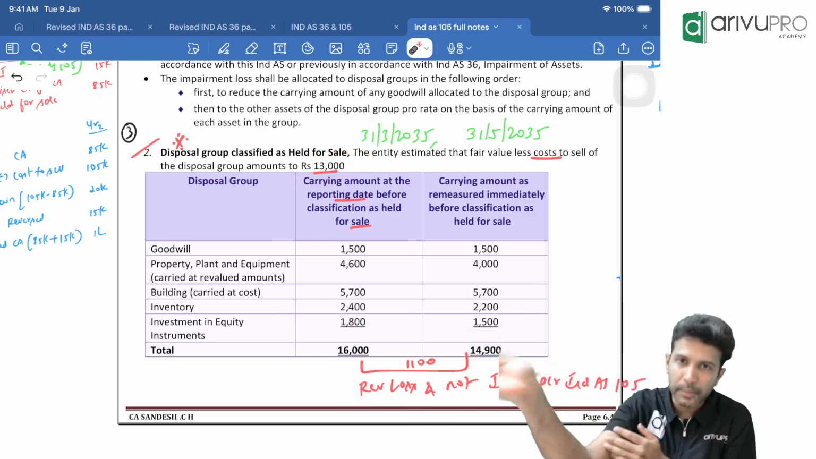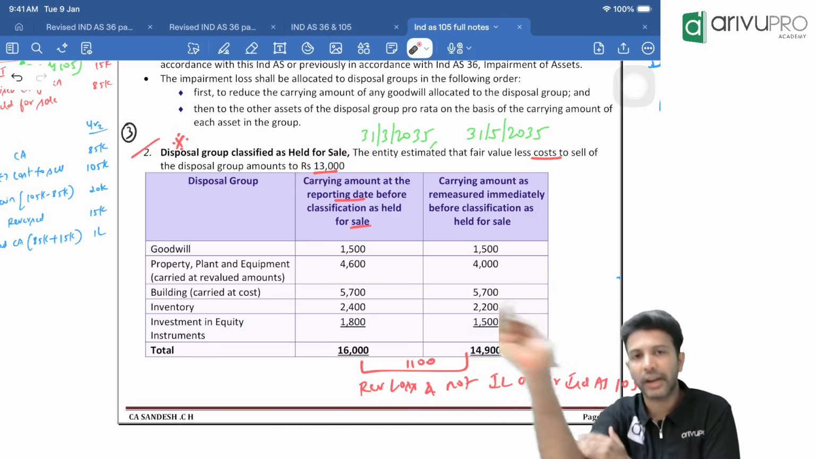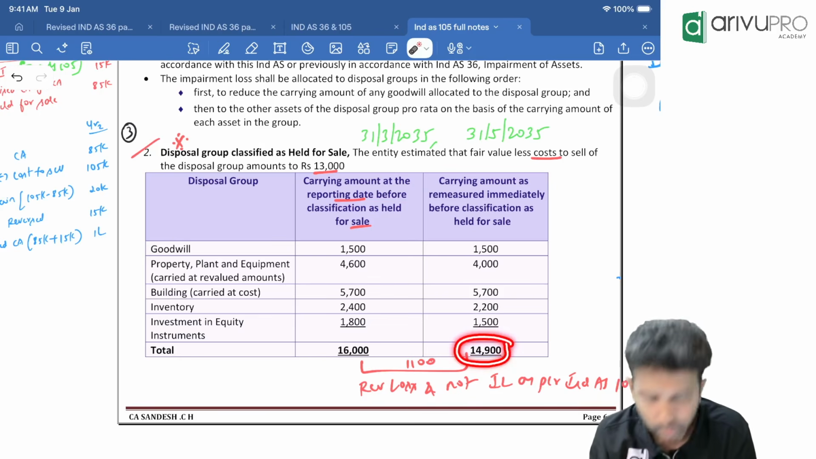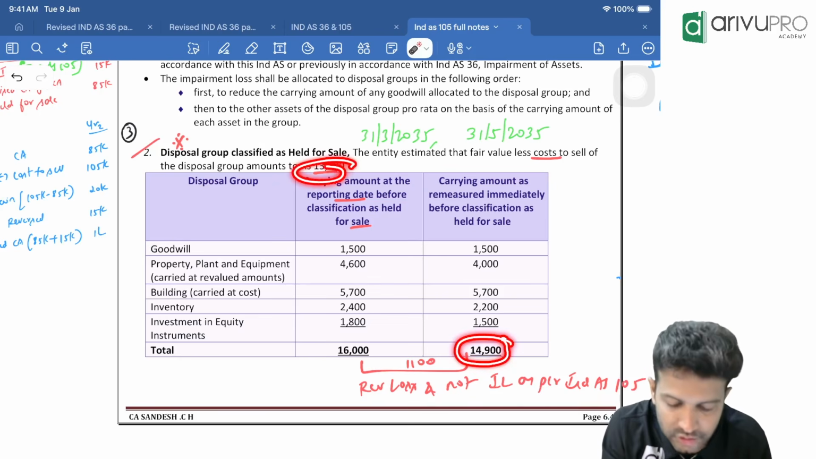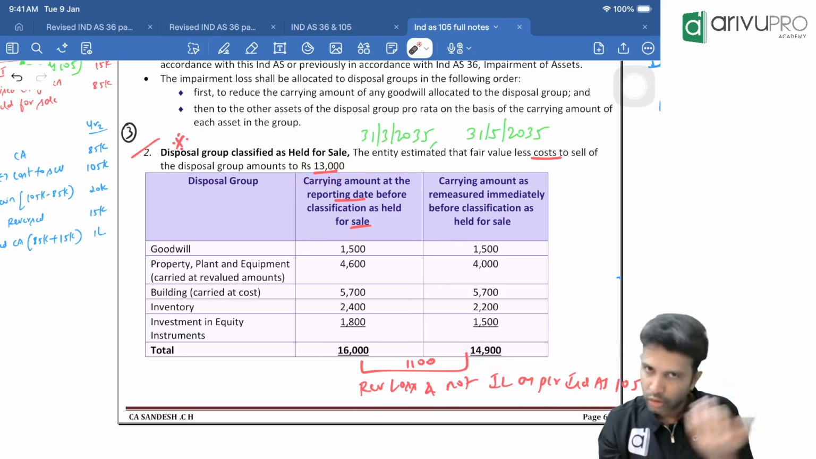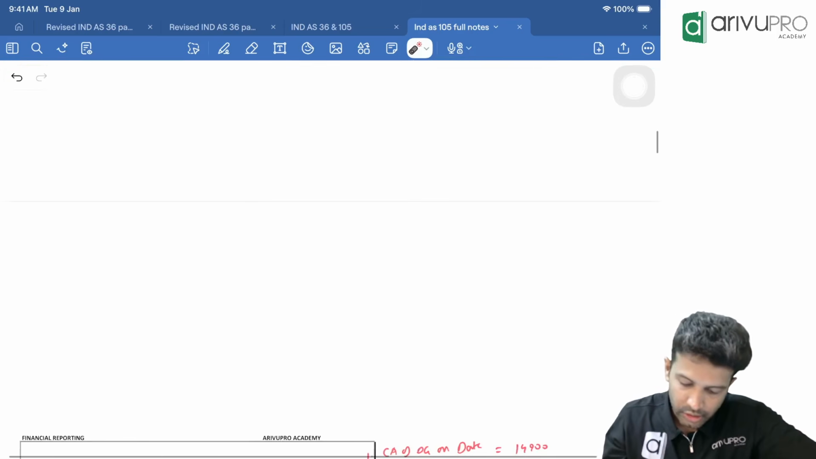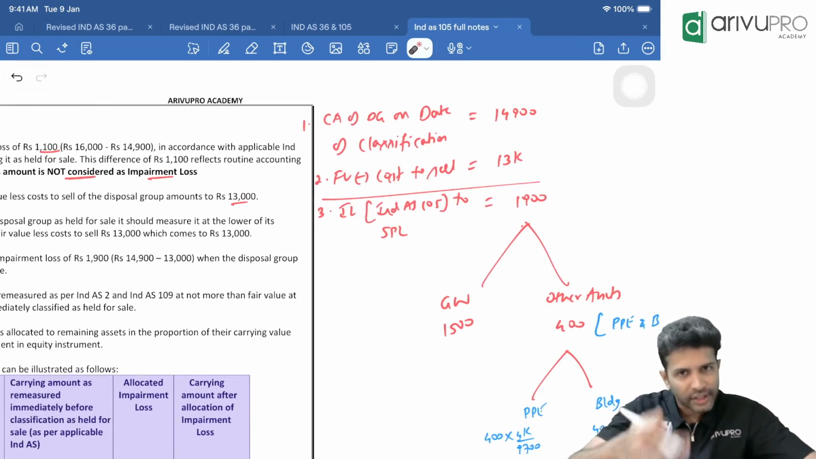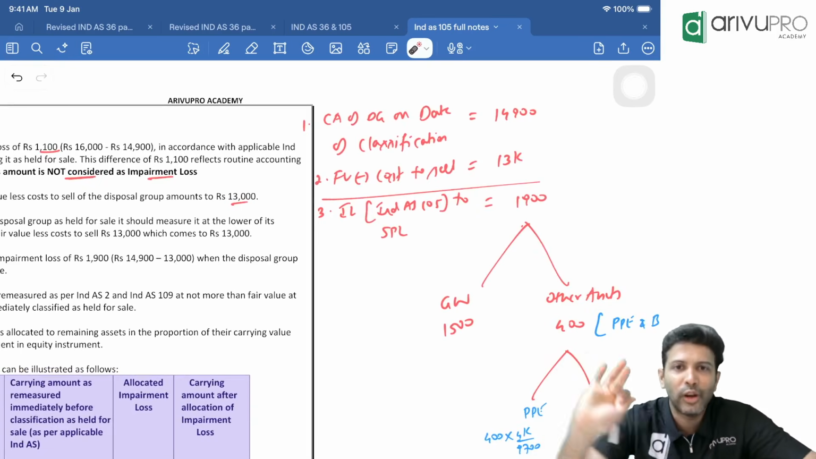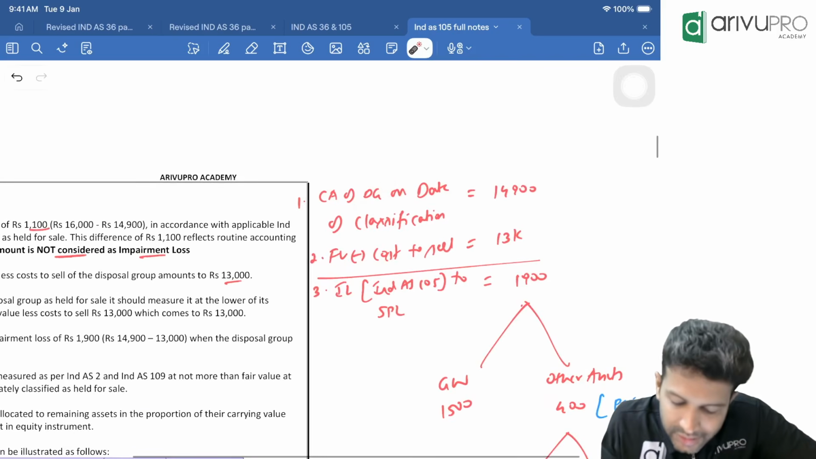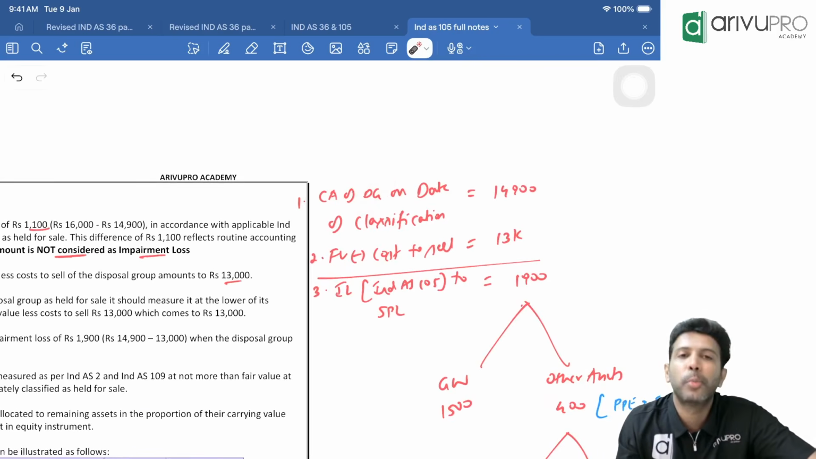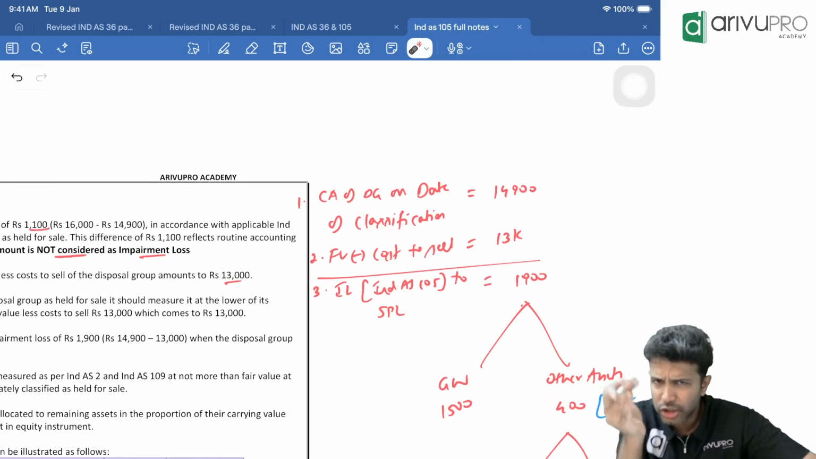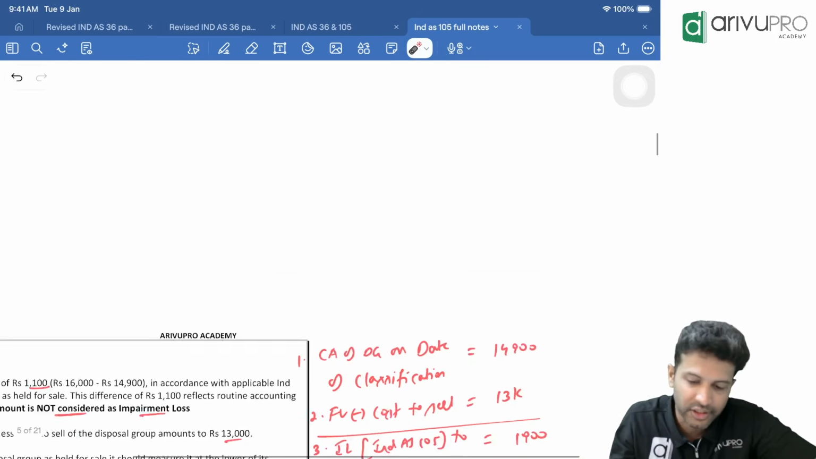On the day or immediately before an asset got classified as held for sale, what is the carrying amount? 14,900. What is the fair value less cost to sell? 13,000. So the lower of the two. That's what I've written over here. Check. The solution is easy. All these are very, very simple questions. In fact, the same thing you did in Ind AS 36 will hold good over here. Check the carrying amount of DG.